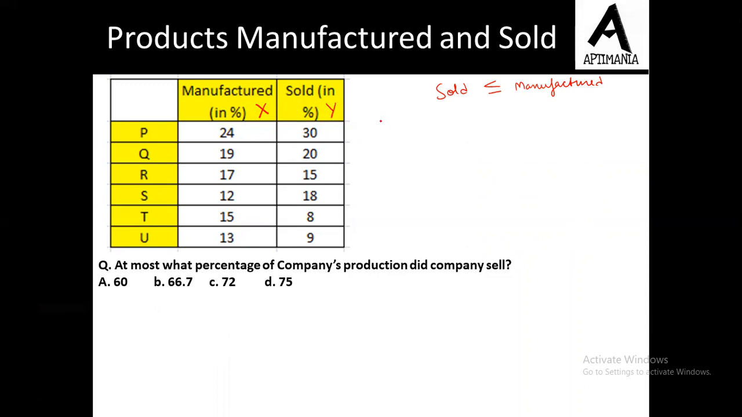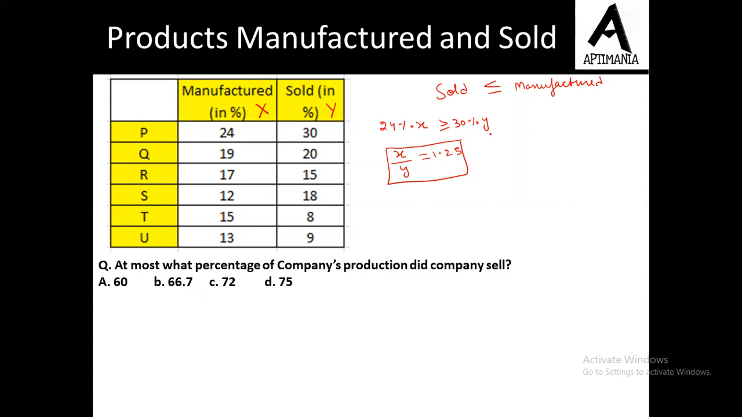So can we say that this 24% of X must be greater than or equal to 30% of Y? क्योंकि P का जितना यूनिट मैन्युफैक्चर हुआ है उससे ज्यादा सेल नहीं हो सकता है. So the number of units manufactured must be either greater than or equal to the number of units sold. So from here we can say that X upon Y comes out to be how much? It is 1.25. The ratio is 1.25 to 1. Or we can say that X is 1.25 times of Y.